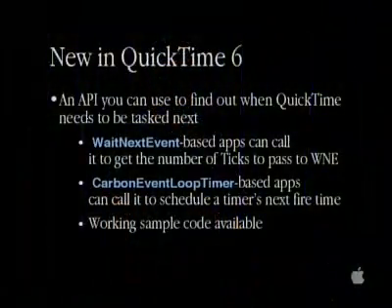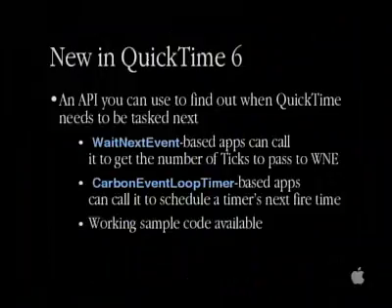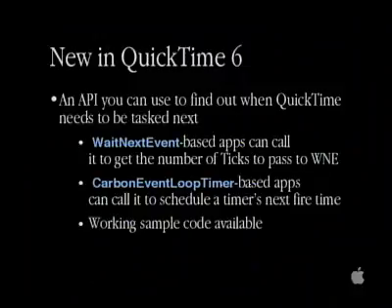A lot of people think you need to task it once per every frame in the video track. This is also incorrect. That's a little bit overkill in general. But QuickTime 6 helps you, because there's got to be a better way. New in QuickTime 6, we have an API that you can use to find out when QuickTime needs to be tasked next. So you call it each time. If you're a WaitNextEvent-based app, you call it every time before you call WaitNextEvent. You say, how many ticks should I pass to WaitNextEvent so that I'll wake up again, and pass a null event to QuickTime. If you're a Carbon event loop timer-based app, you can call it to schedule a timer that you use to task QuickTime.